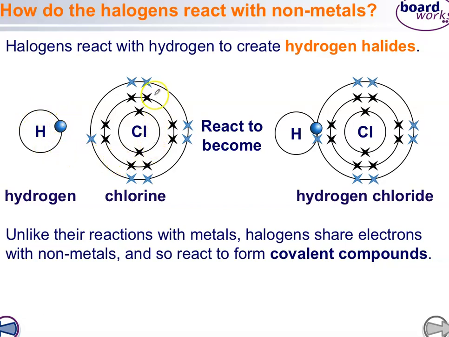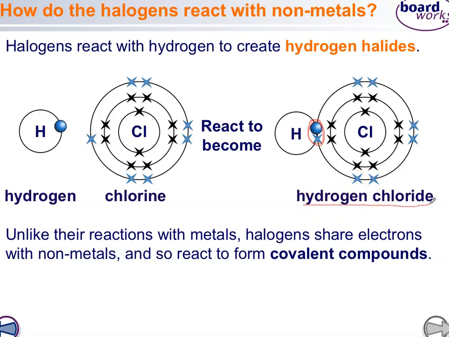The halogens have 7 electrons in the outer shell. They need one to form a stable outer shell. Because the hydrogen needs one and the halogen needs one, they each share an electron, overlap, and share electrons, creating a covalent bond between them. In doing so, they form what we call the hydrogen halides. So here there is a covalent bond between hydrogen and chlorine to form hydrogen chloride.